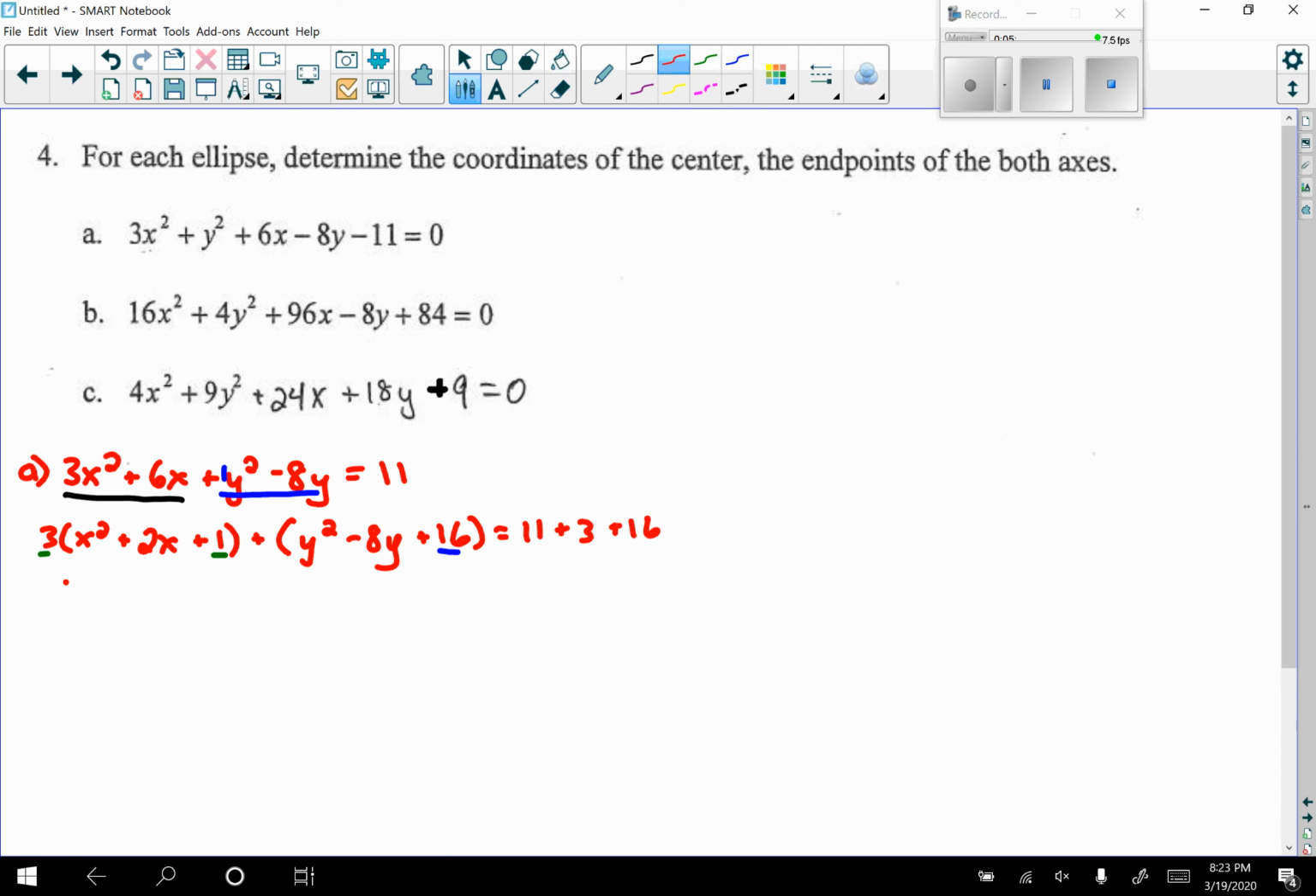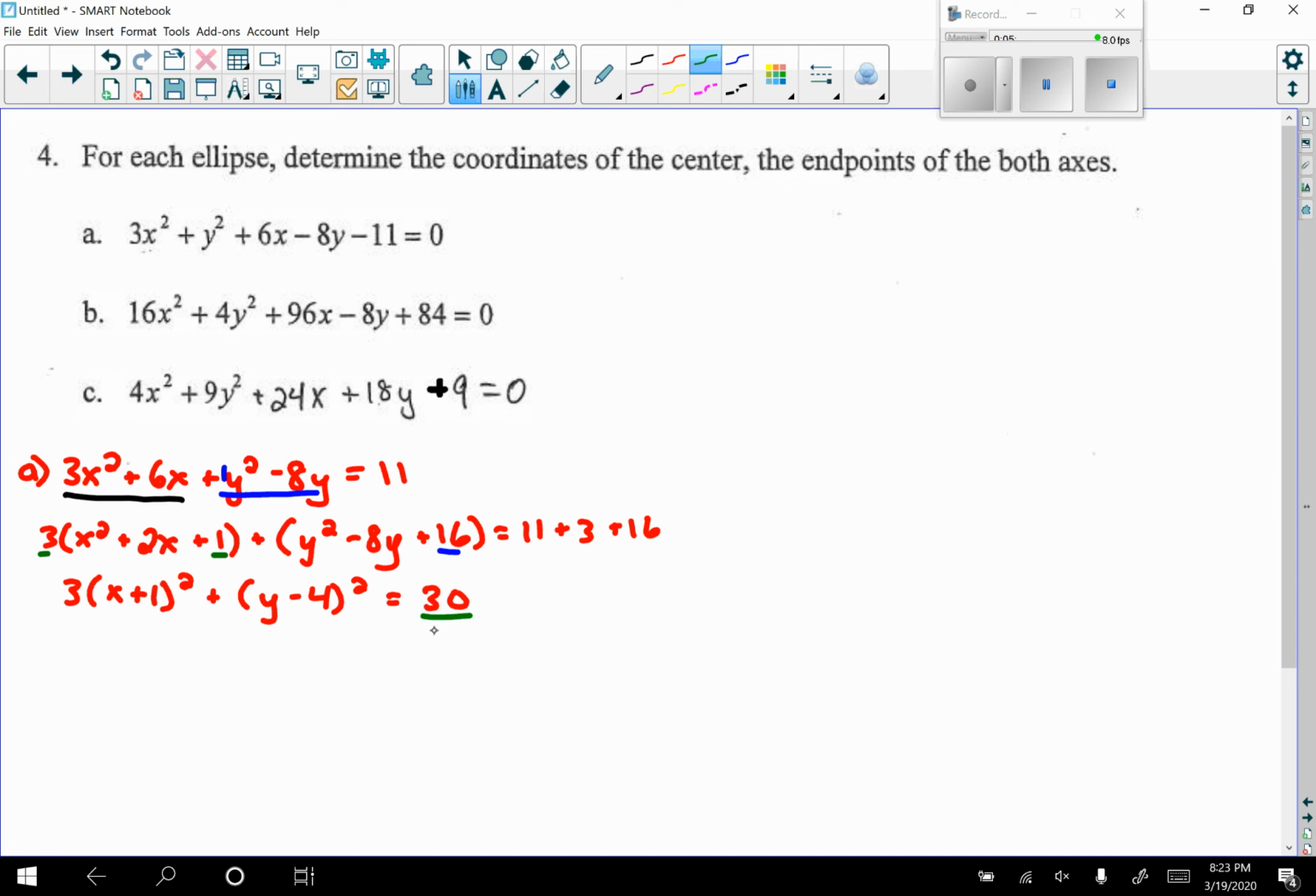So now we're going to get 3 times the quantity x plus 1 squared plus the quantity y minus 4 squared. This is what's not going to work out so nice that we're used to. We're going to get 11 and 3 is 14. 14 and 16 will give us 30. We still want to divide next.